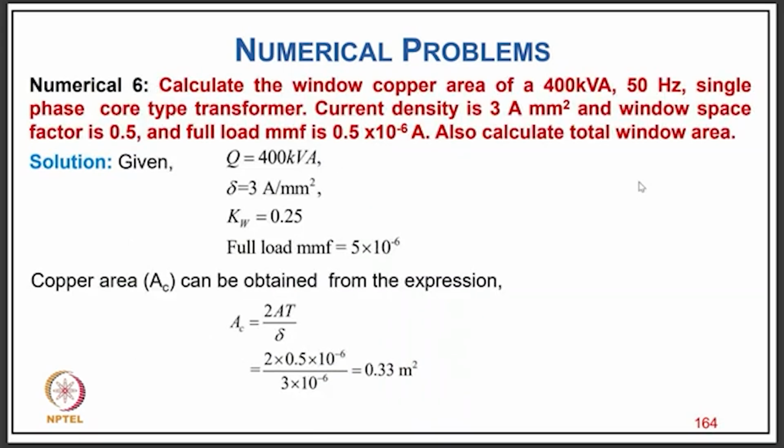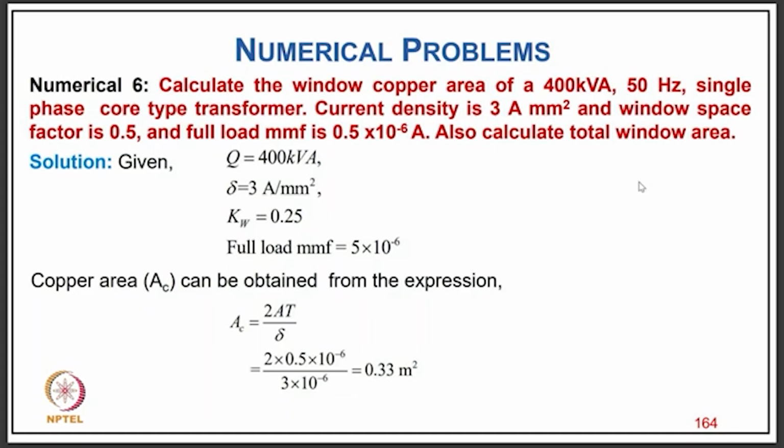Now coming to numerical problem 6. Calculate the window copper area of a 400 kVA 50 Hz single phase core type transformer, current density 3 ampere per millimeter square, window space factor 0.5, and full load MMF is 0.5 into 10 power minus 3. Also calculate the window area.